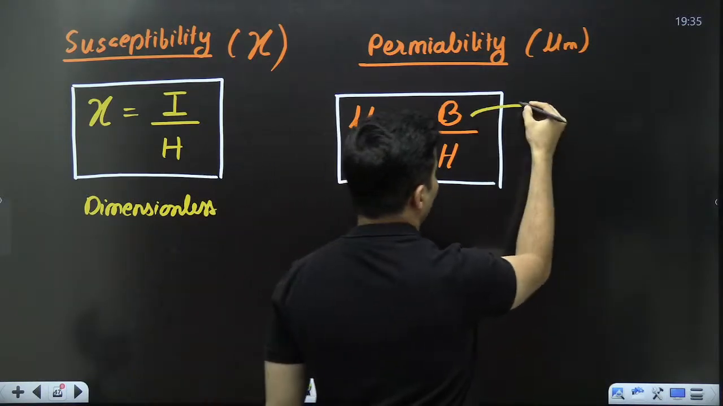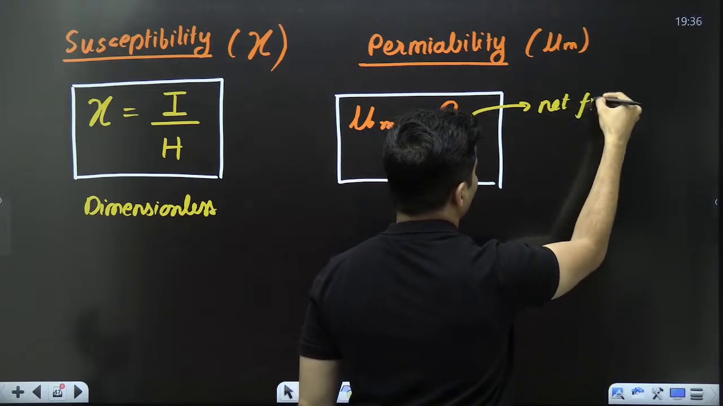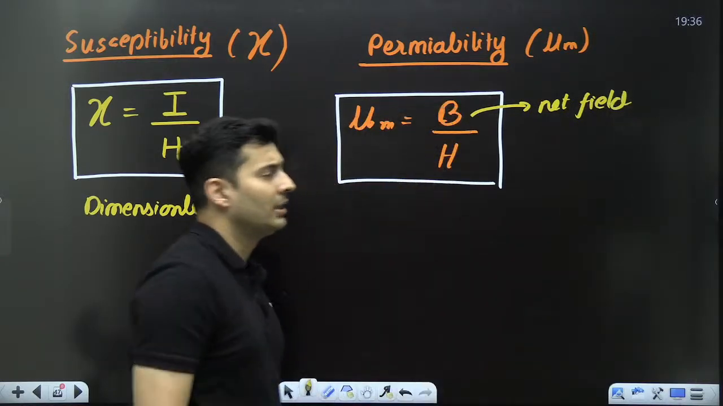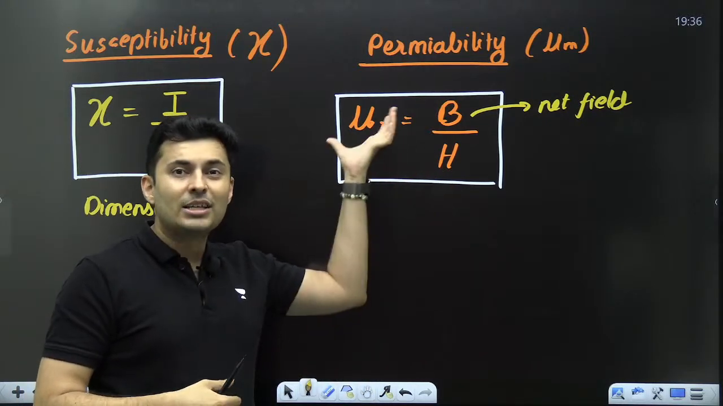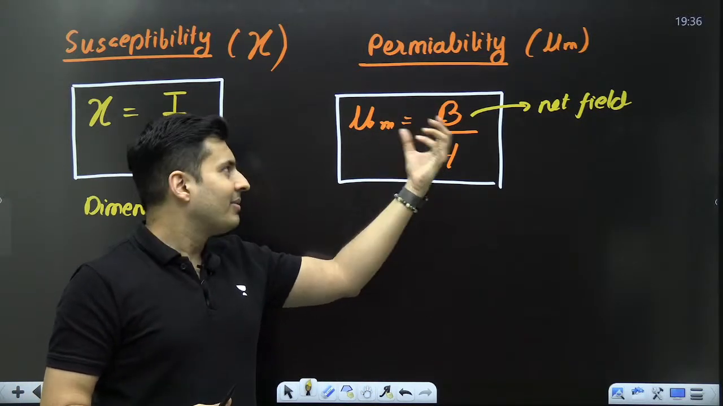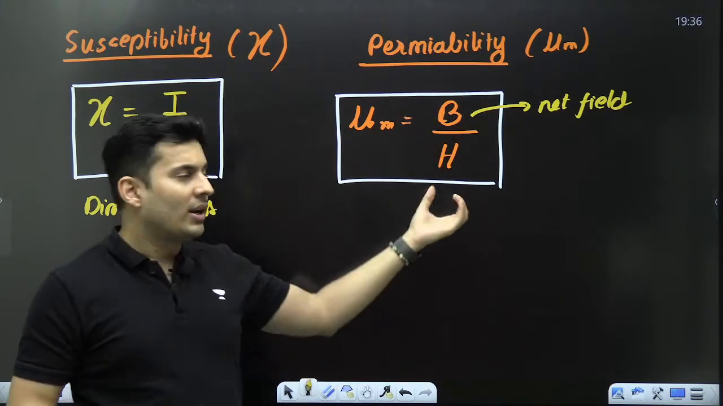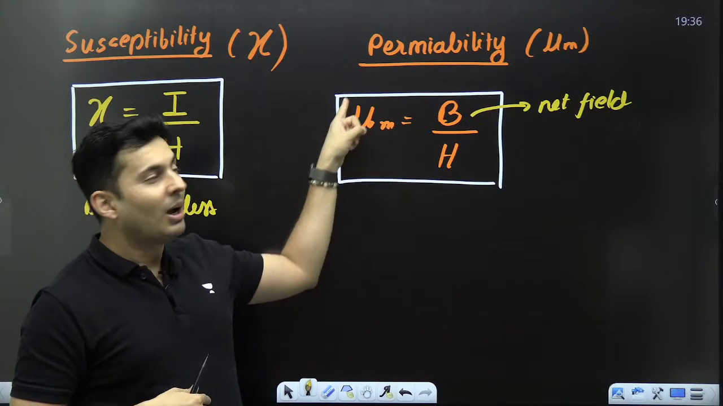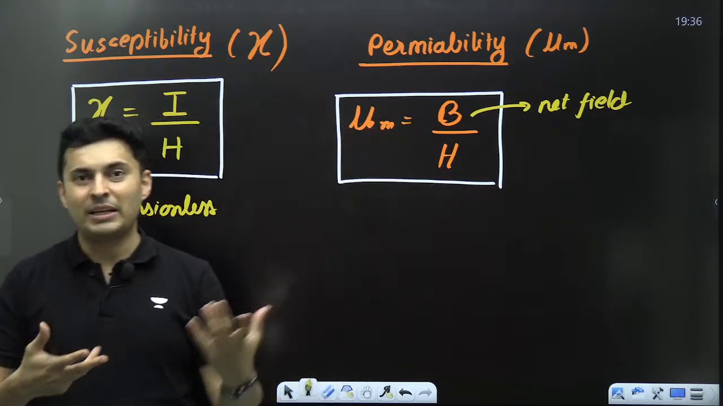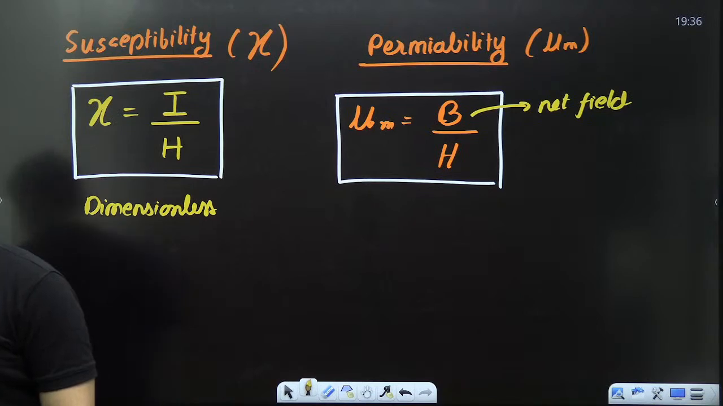Please keep this in mind. This is the net field. If there is more field for a small input, it is more permeable. If there is less field for that external field, then I would say it is less permeable, less penetrating. That's what it is.